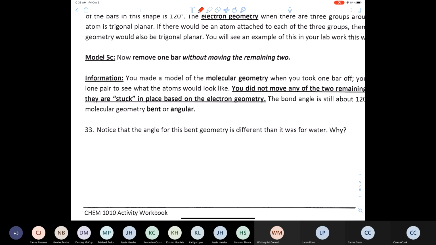Some of these questions, like number 33, just require a little thought after you look at your data, analyze your data, and compare the data for ozone and water. In comparing the data, you should say, oh, this is what's different about those two. That must be accounting for the difference in the bond angle. So you need to start thinking logically and analytically like that, and use your critical thinking skills to answer questions like number 33.